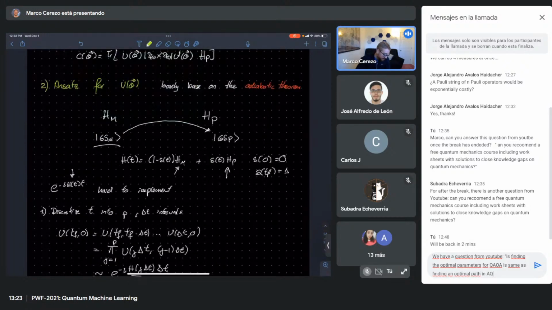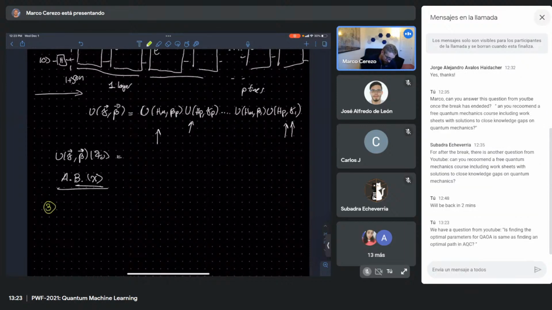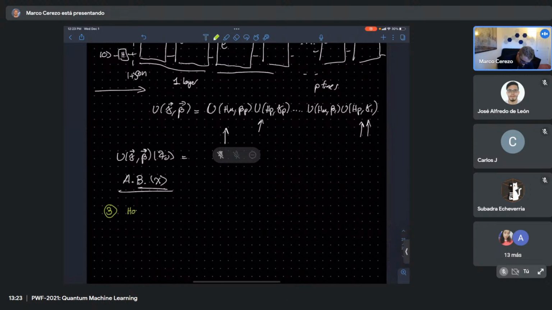The third thing that we need is, as we said, we need to be able to efficiently compute the cost function. So how do we compute it?